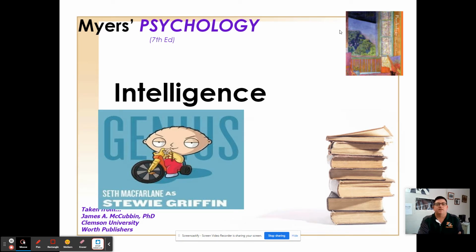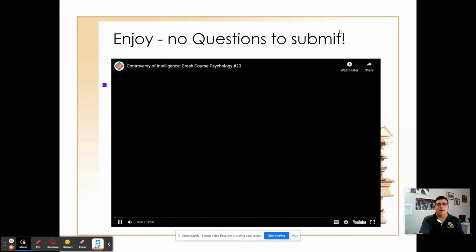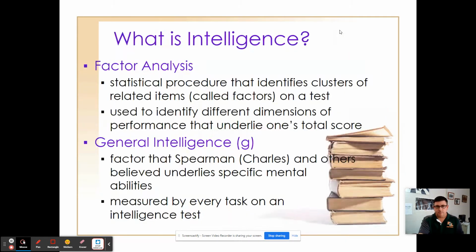All right, intelligence, what we know, right? Ability to learn from experience, solve problems, and to use knowledge to adapt to new situations. Makes sense. So psychologists study this for multiple reasons. Obviously, intelligence has to do with cognition first and foremost. Again, don't worry about that. You can watch that on your own time.